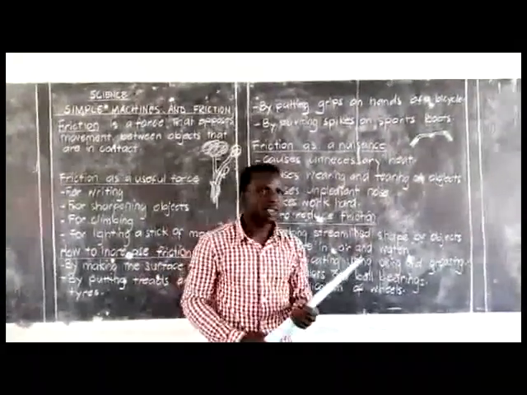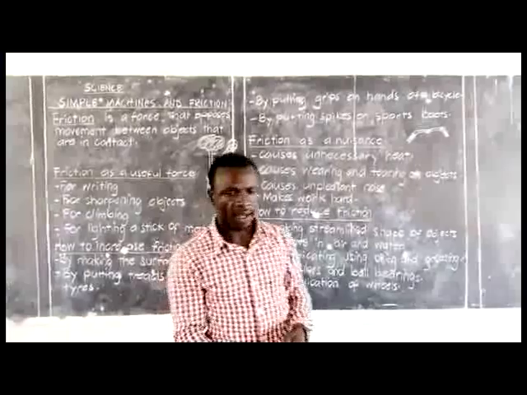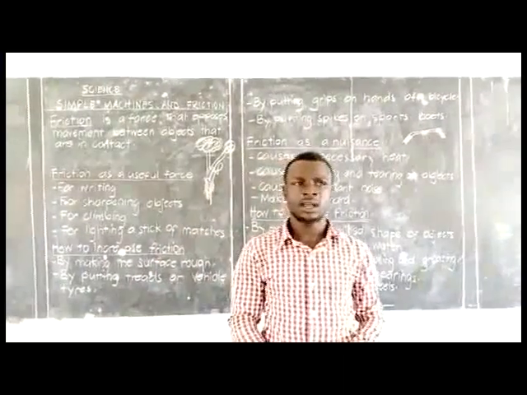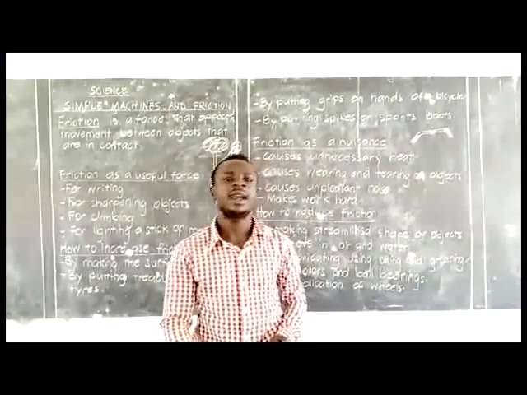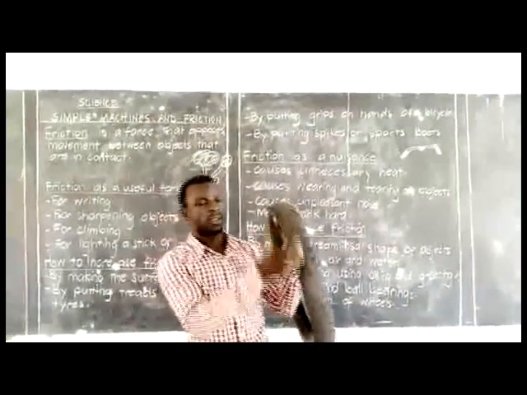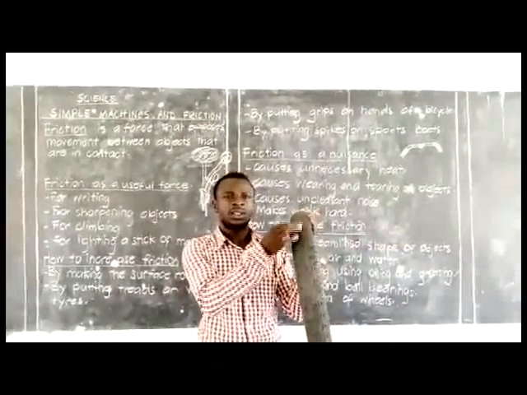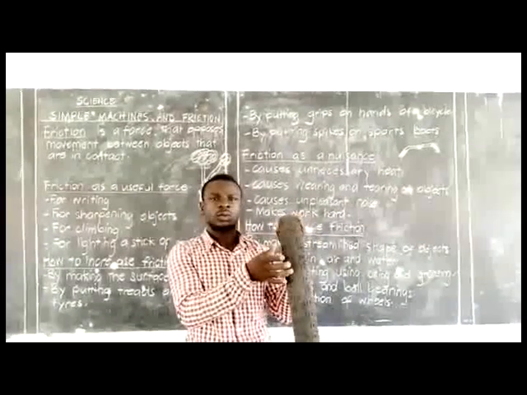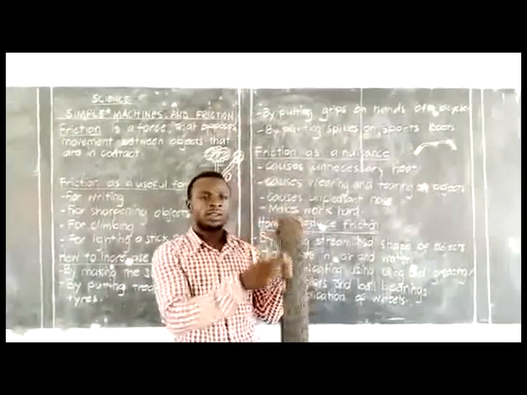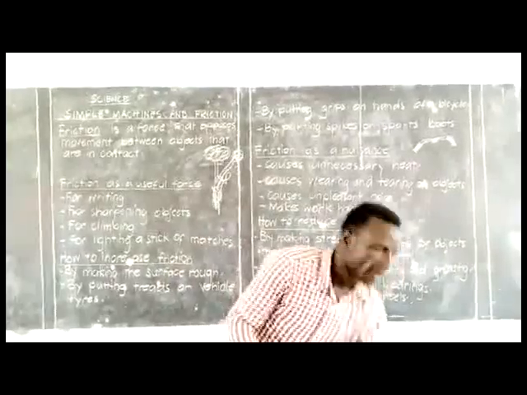Friction causes wearing and tearing of objects. This can also be known as wear and tear. Just like what I showed you here, this surface was new, and because of friction, it has worn out. So friction can cause wear and tear.